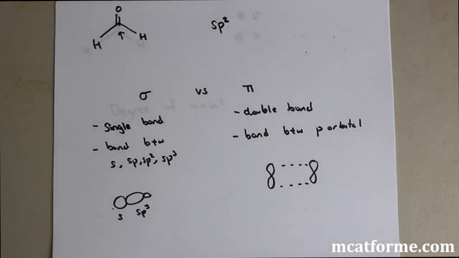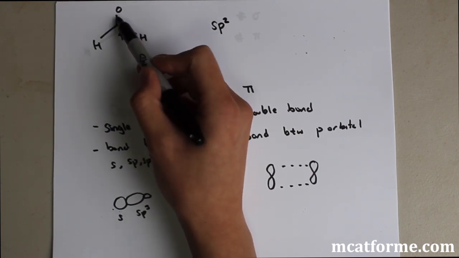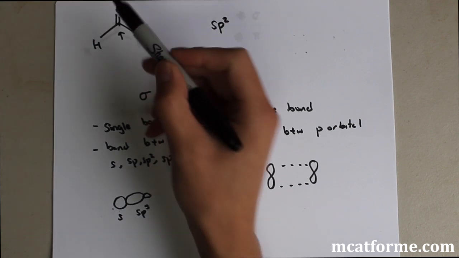Now we need to know sigma versus pi bonds. They can get kind of tricky, but all we need to know is that sigma bonds are single bonds. For example, right here is going to be a sigma bond, right here is going to be a sigma bond, and also right here is going to be a sigma bond.